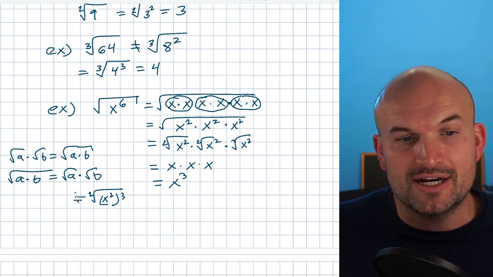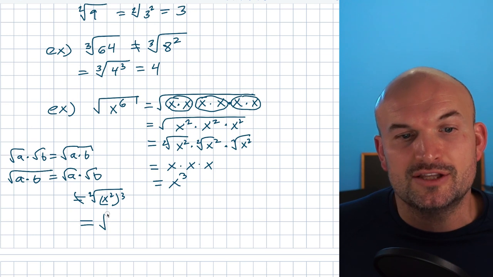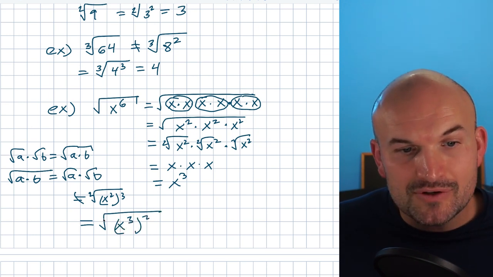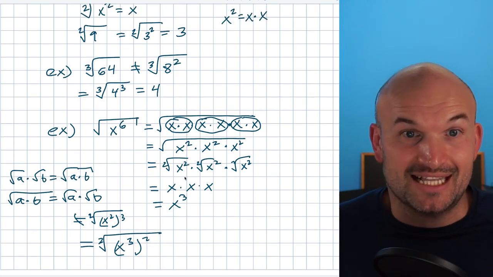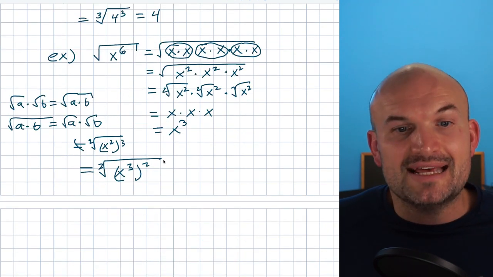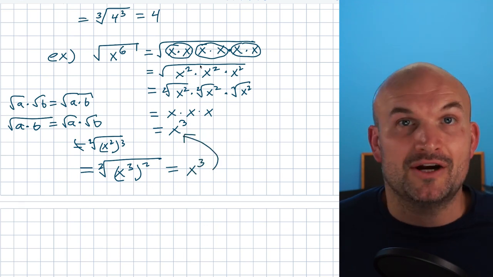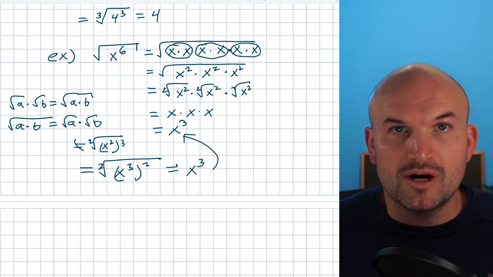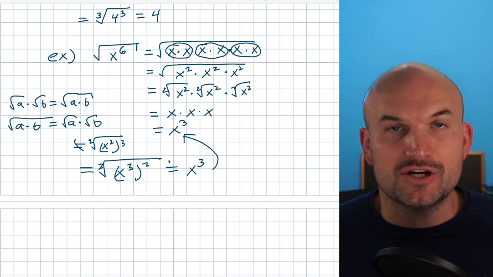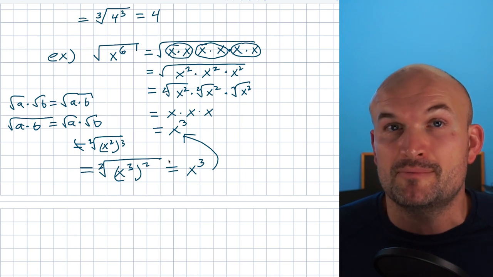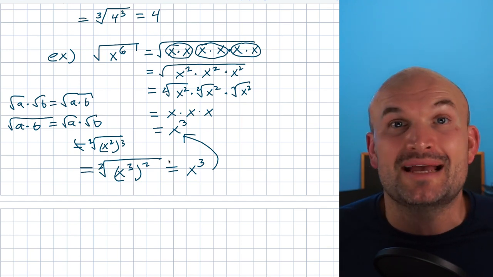So what we are going to want to do is rewrite this, the square root of x cubed squared. Now you can see that the index and the power are exactly the same, just like we started with. And then we know that that's going to simplify to an x cubed. So it doesn't really matter if you like the long way or if you prefer the short way, but you need to understand our idea of simplifying radicals because it's going to come up when we multiply, when we divide, and when we add and subtract.